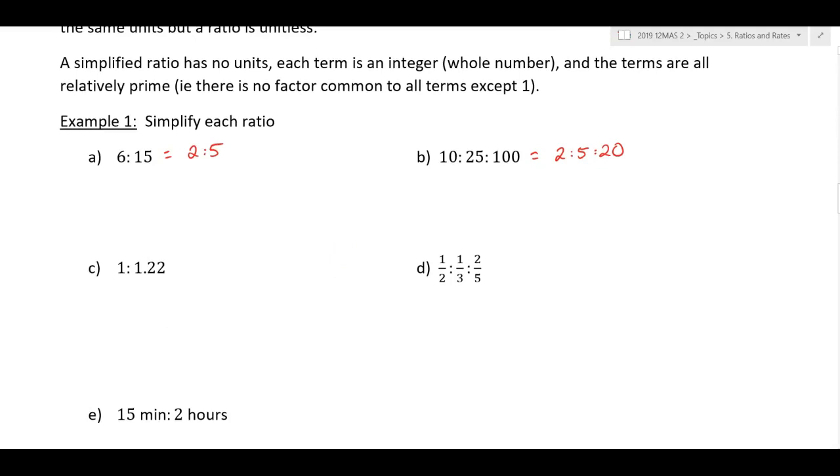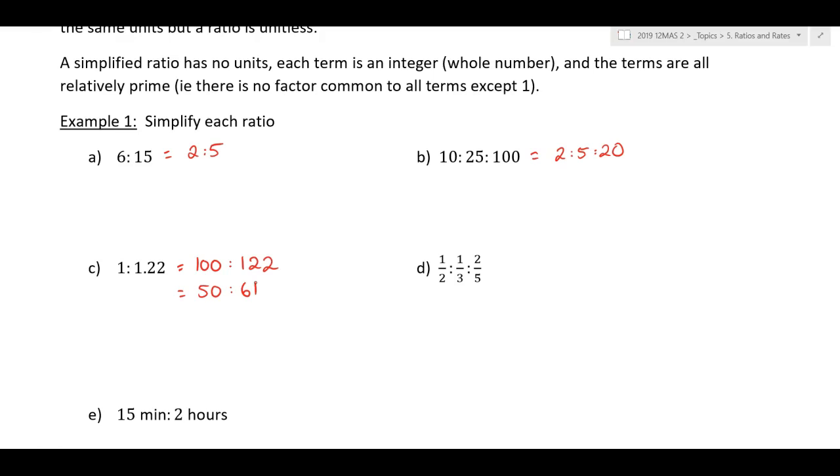Next up here, 1 to 1.22. The problem is I don't have integers. We're going to get around this by multiplying, in this case, by 100. We've got 2 decimal places. So if I multiply by 100, we will have whole numbers. So I can say this is equal to 100 to 122. Now, I can see that they're both even numbers. So we could say that's going to be equal to 50 to 61. 61 is a prime number, and it doesn't go into 50. So that's it. 50 to 61 is my ratio there.